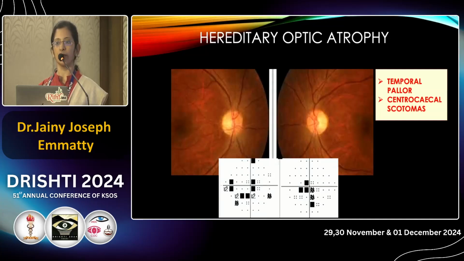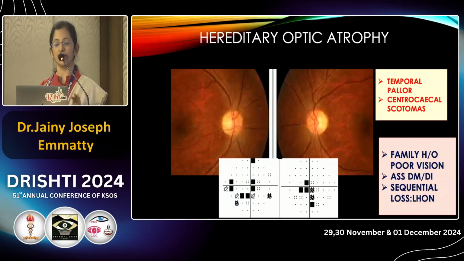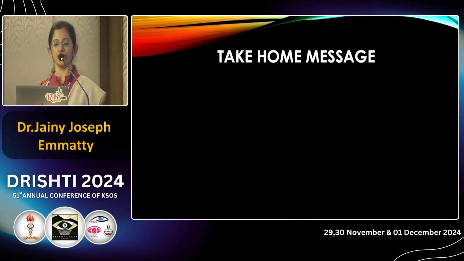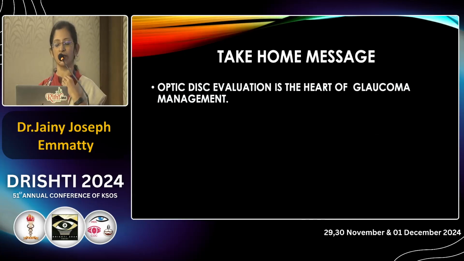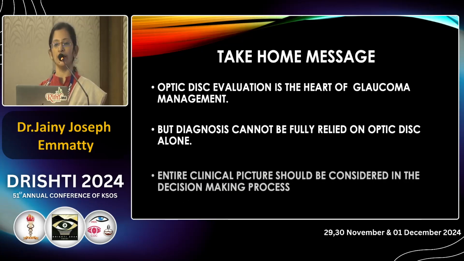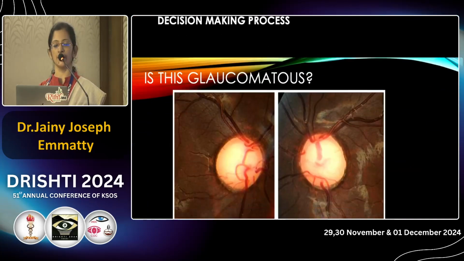Hereditary cases also can present with bilateral temporal pallor and centrocecal scotomas, but the family history of poor vision, associated diabetes mellitus, and sequential loss in Leber's hereditary optic neuropathy will help us differentiate, and in those cases the temporal loss of RNFL will be more prominent. So the take-home message is that optic disc evaluation is the heart of glaucoma management, but still we cannot depend on the disc fully, and the entire clinical picture should be taken into consideration.